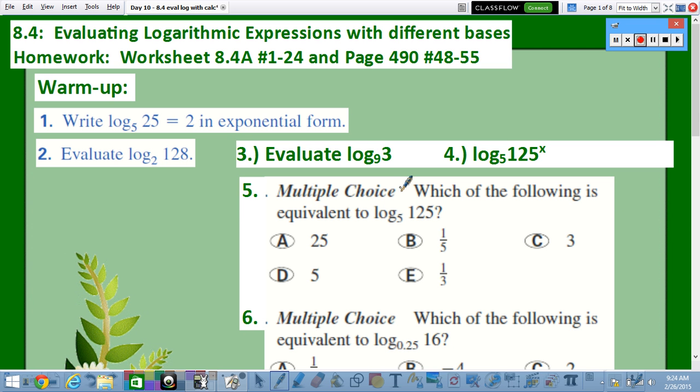Okay, so this is our second lesson on logarithmic expressions. Today we're going to focus on evaluating logarithmic expressions that have different bases. And eventually we are going to use our calculator, so if you don't have that handy, please pause the video and go grab it. In the meantime, you should pause the video anyway and work on these 6 problems.